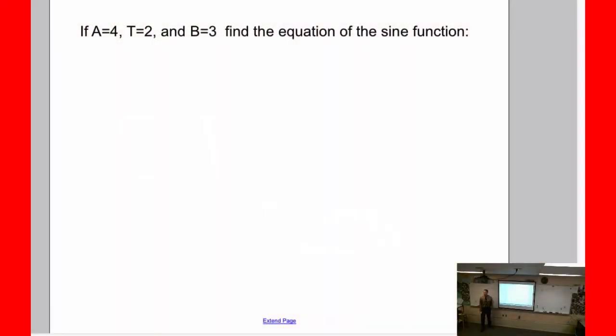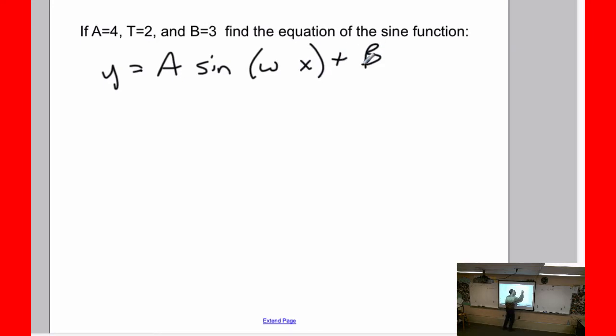Okay, so back to this. I want the equation y equals a sine of something x plus b. Basically, I have to fill this in. So not too tough. Let's fill it in.